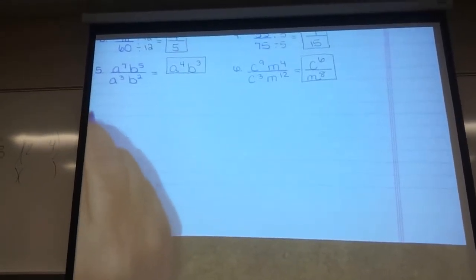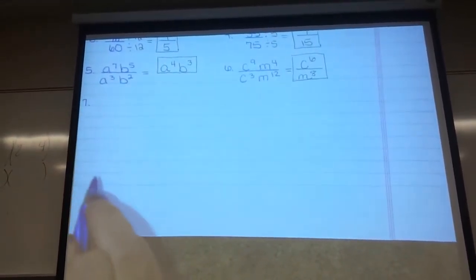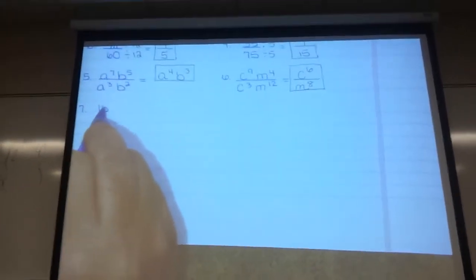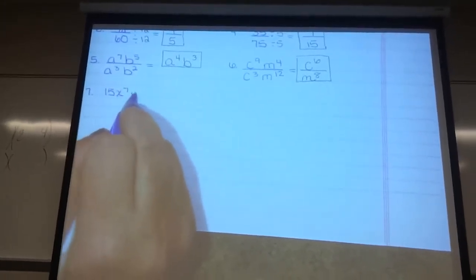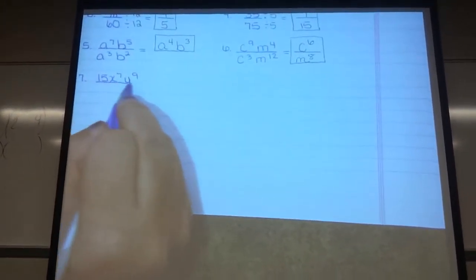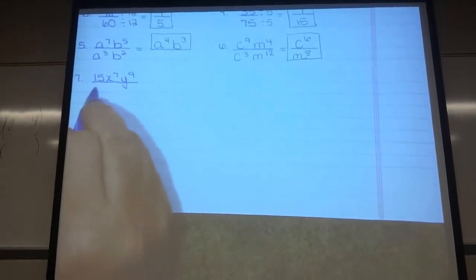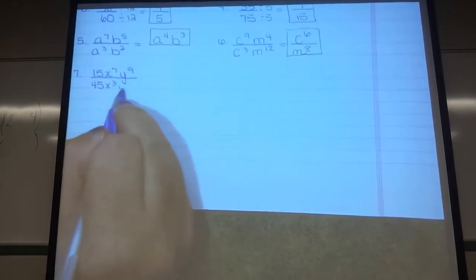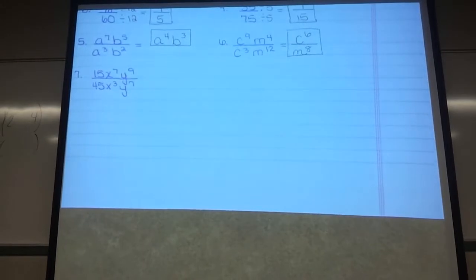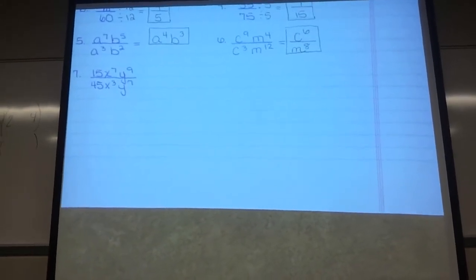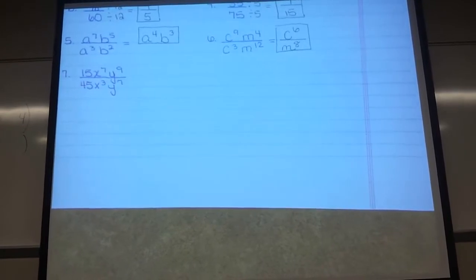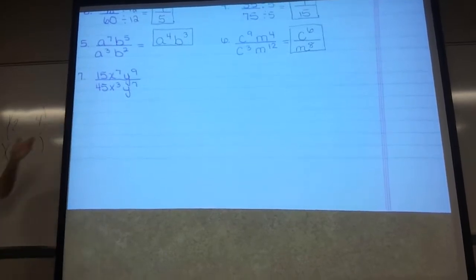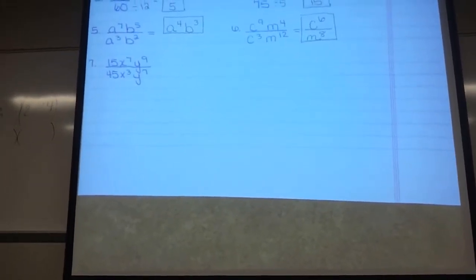Let's try one more. We'll throw a number in there just so you all aren't scared. 15 X to the 7th Y to the 9th over, let's try 45 X to the 3rd Y to the 7th. You write it first. And we couldn't really have these kinds of problems in chapter 2 because you didn't know how to reduce fractions yet. So that's why they're integrating it now.